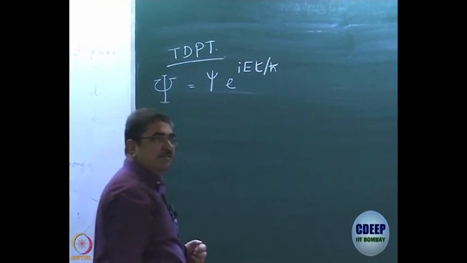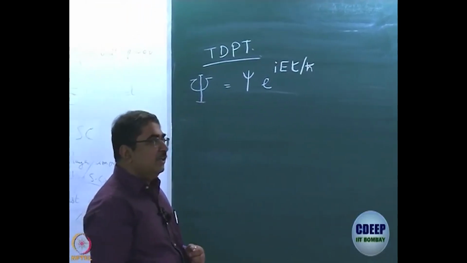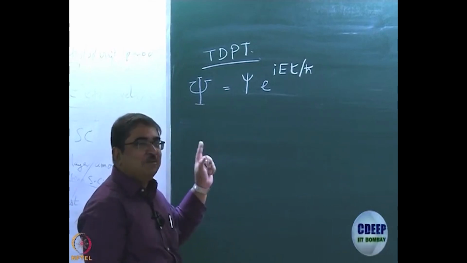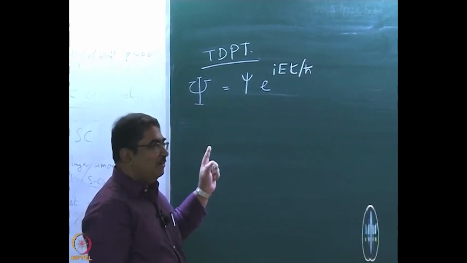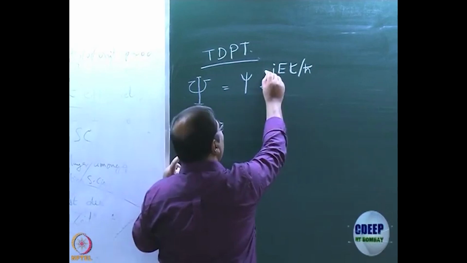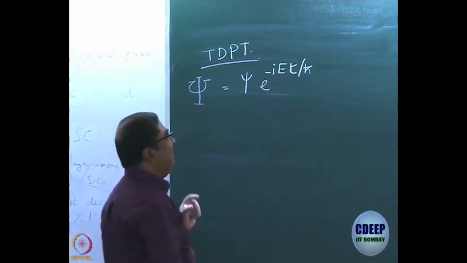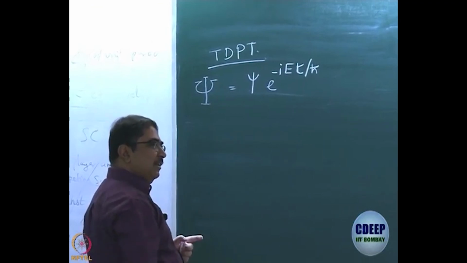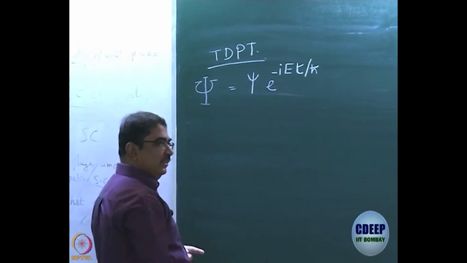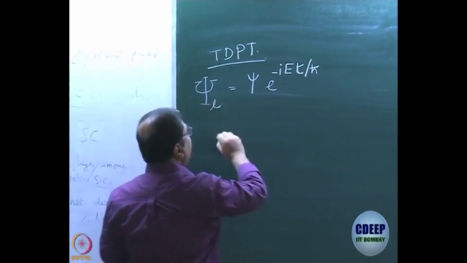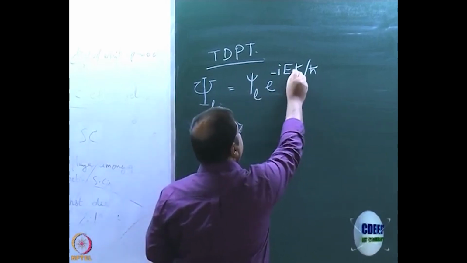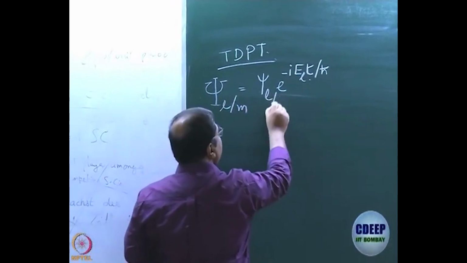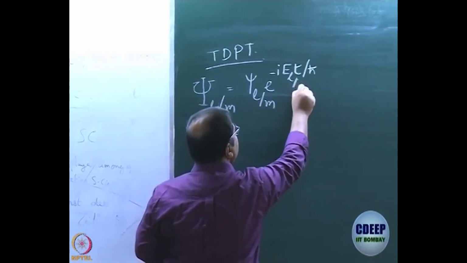Is that right, or is there a minus sign? So, that is what I was saying. Do not assume that whatever I write is correct. Okay? You have to correct me wherever I go wrong. E to the power minus i E t by h cross, and the problem that we are dealing with involves two levels. One is L and the other is M.